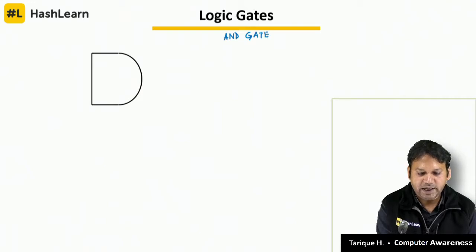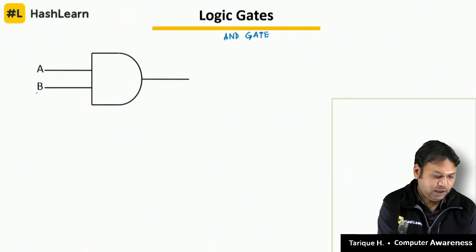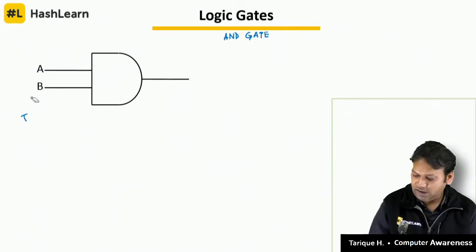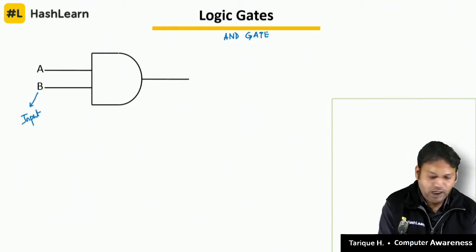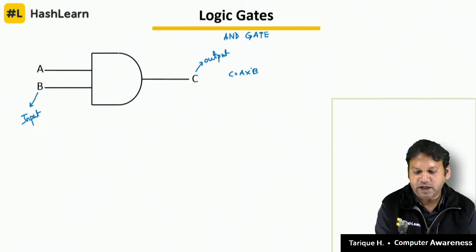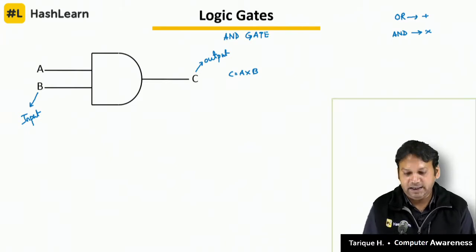The OR gate, and this is the AND gate. It's just like a D, and we have two inputs here. Again, A and B are the input values, and the output is C. You should know that C is equal to A into B. So OR is addition, and AND is multiplication.